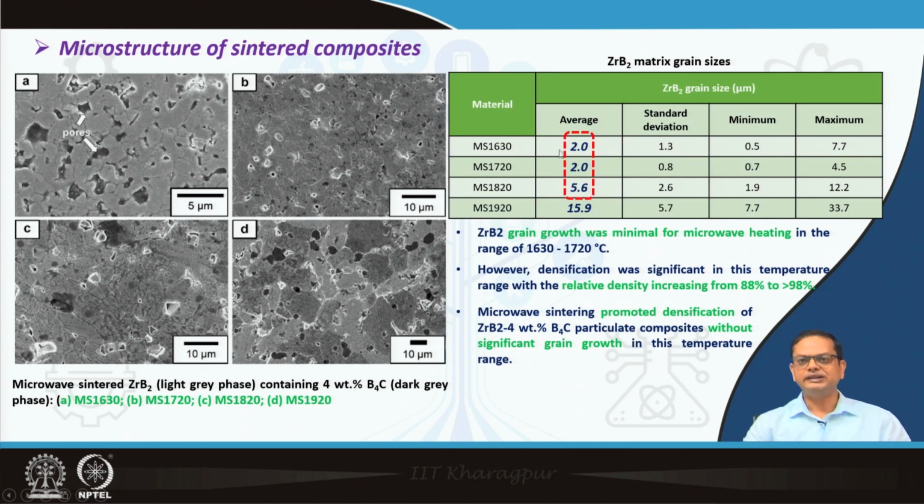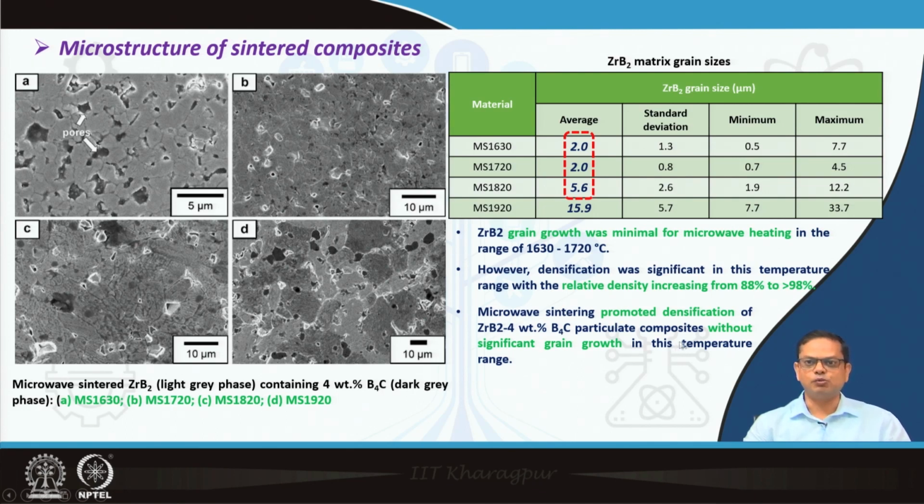So, one thing we can clearly say from here, or basically one big advantage here, is that with increase in temperature there is increase in densification without any appreciable growth in the grain size. Okay. As I was mentioning earlier, grain growth was minimal for microwave heating, with relative density increasing from 88% to 98%. Initially the green compact was 88%, and then it actually increases even more than 98%, which is very good densification.